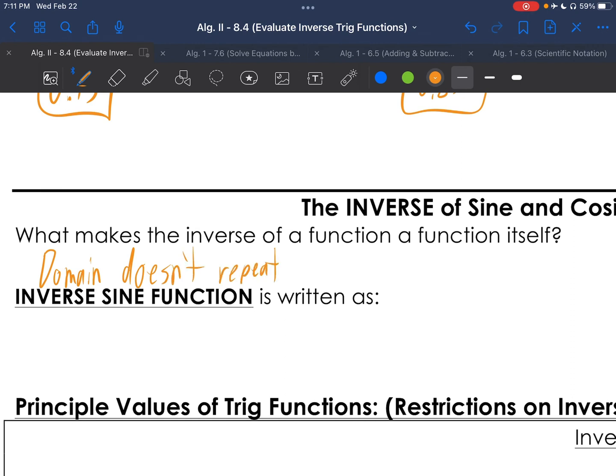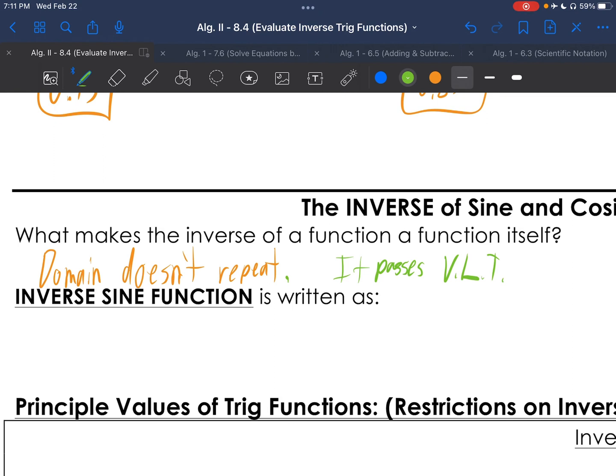Another way to know is that it passes the vertical line test. Meaning if you have a graph and you draw vertical lines through it, any vertical line hits no more than 1 point.